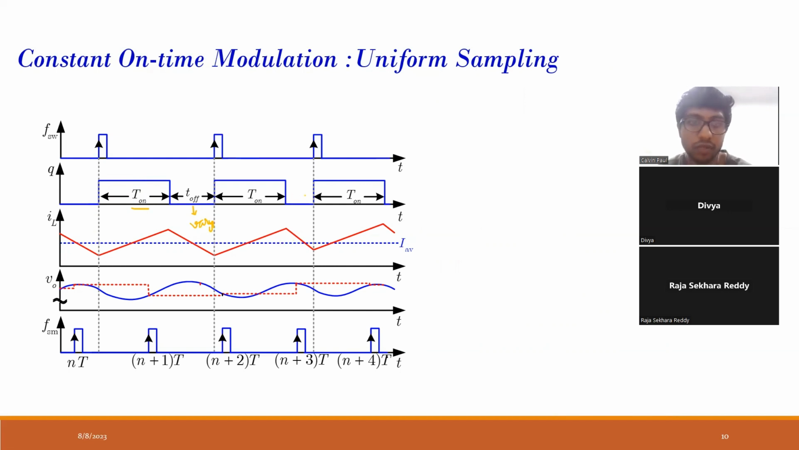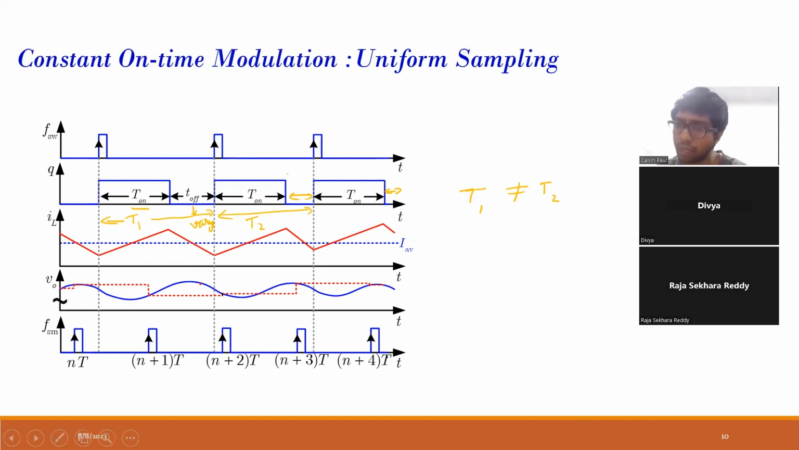Again here T on will be fixed, and again this T off will be different. So there will not be any sort of fixed time period. Assume this time period to be T2, and this time period to be T1. So it will so happen that T1 is not equal to T2.